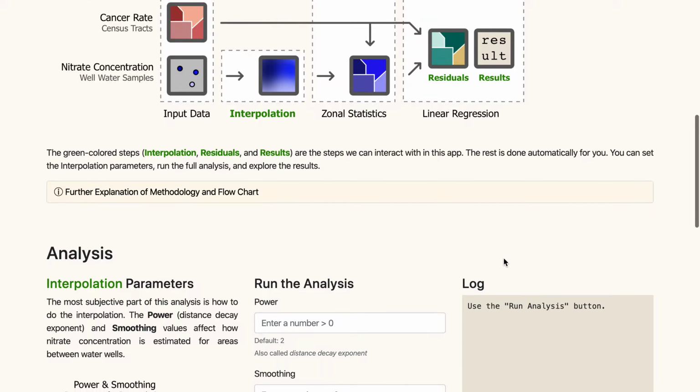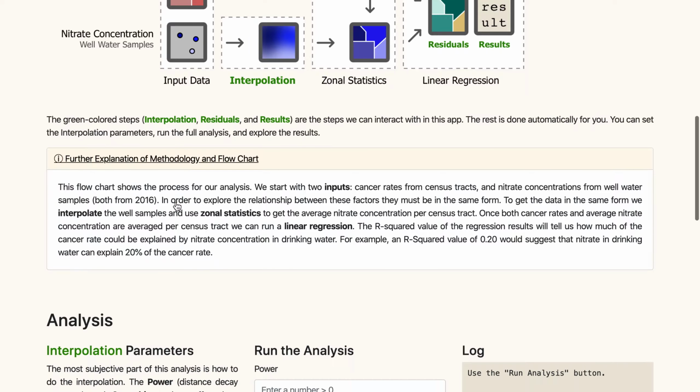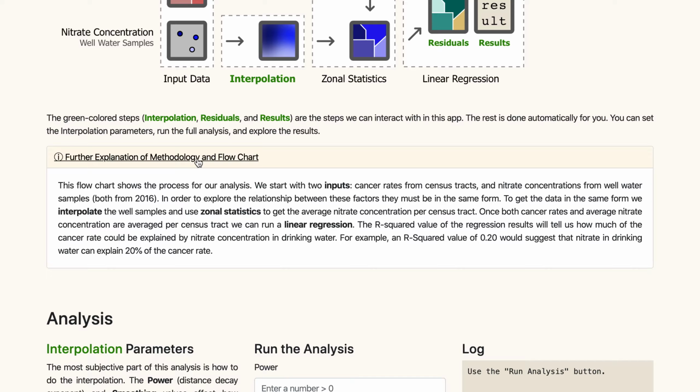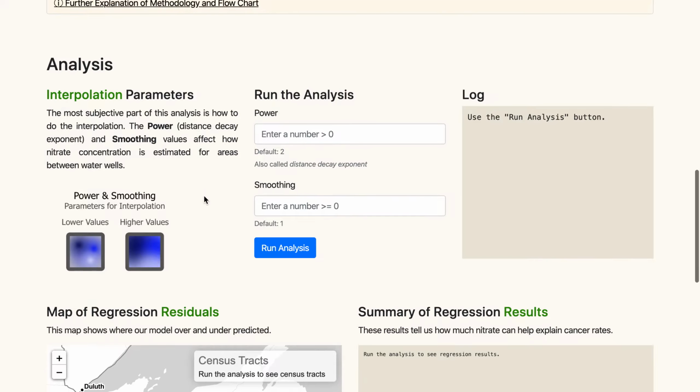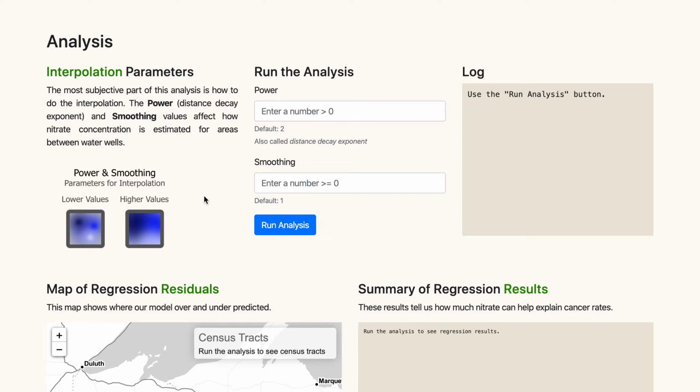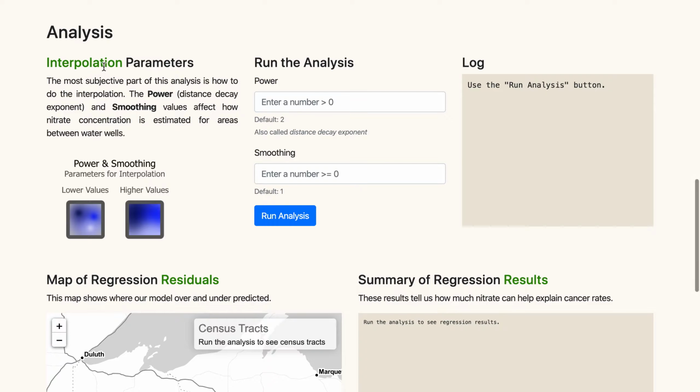Now, everything I just explained is in this little text here and also in this drop-down explanation box, so users can read all about it if they need to. So the second section we have here is the analysis section. We have, as I mentioned, three points of interaction.